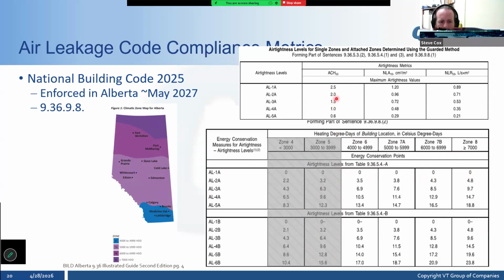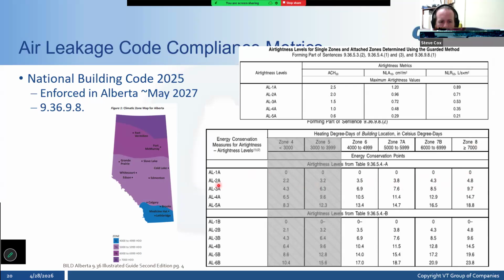Okay. If we bump that to 2 air changes per hour now, we bring it over to this side of the table, right? Now we have 3.5 points if we're down in Medicine Hat, Lethbridge. We're at 3.8 points if we're in the bulk of the province there, Calgary, Edmonton, Cold Lake. We get 4.3 points if we're Fort Mac. And then if we're in the Wood Buffalo area, 4.8 points, right? So there is a greater incentive. The colder you are, there's a greater incentive to air tightness. You get more points for it.